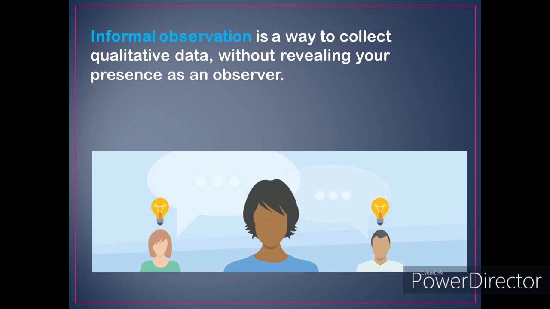Informal observation. Informal observation is a way to collect qualitative data without revealing your presence as an observer. It is a great practice for acquainting yourself with the general environment and activities that are key to the experience you are aiming to understand. This is informal because you do not announce your presence as an observer, nor do you gain permission from those you observe. You are just merely in the world observing it with the design innovator's eye.